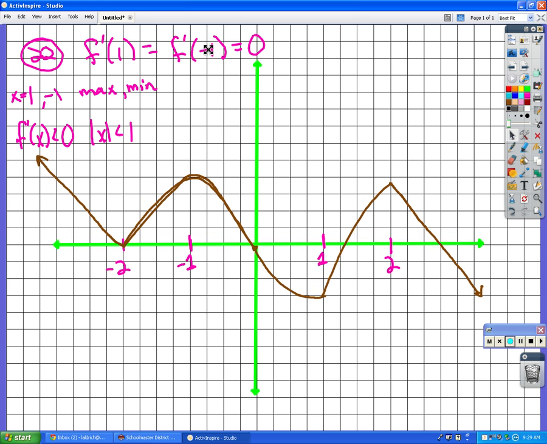Oh, dang it. Hold on. We have the technology. There we go. Move the graph up to 0, 1. Okay? So that's what the graph's going to look like.